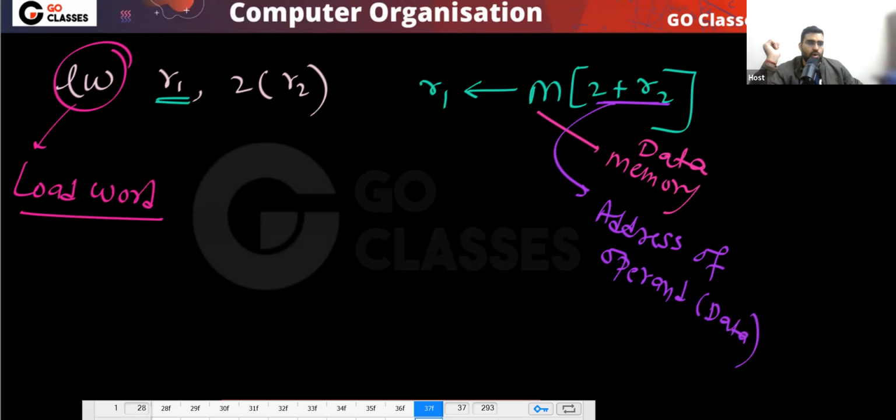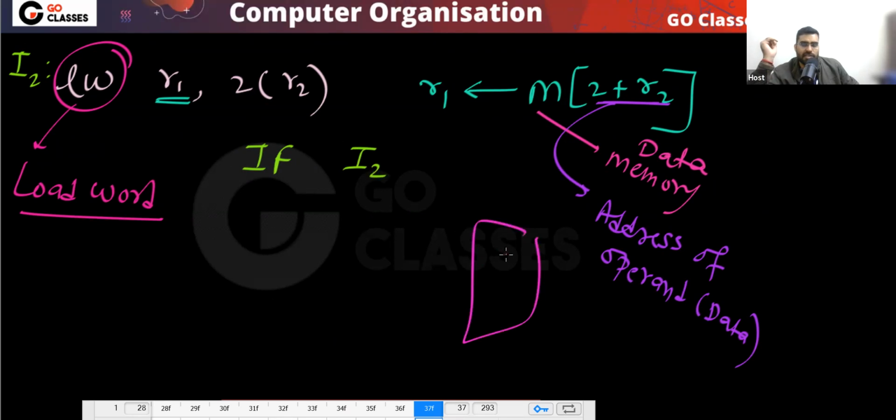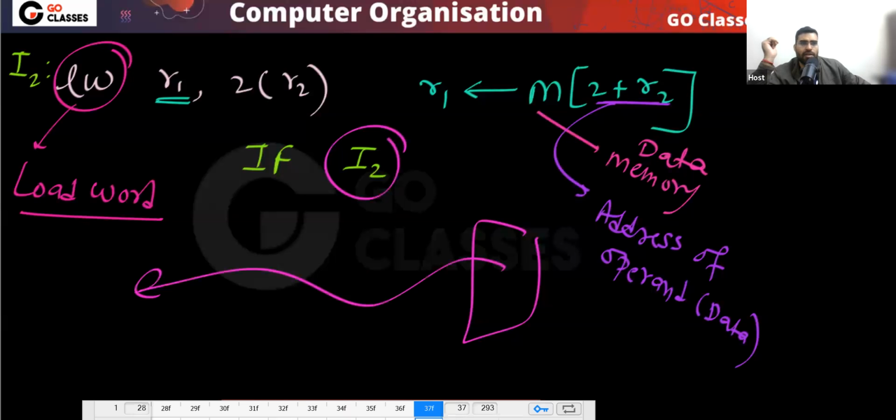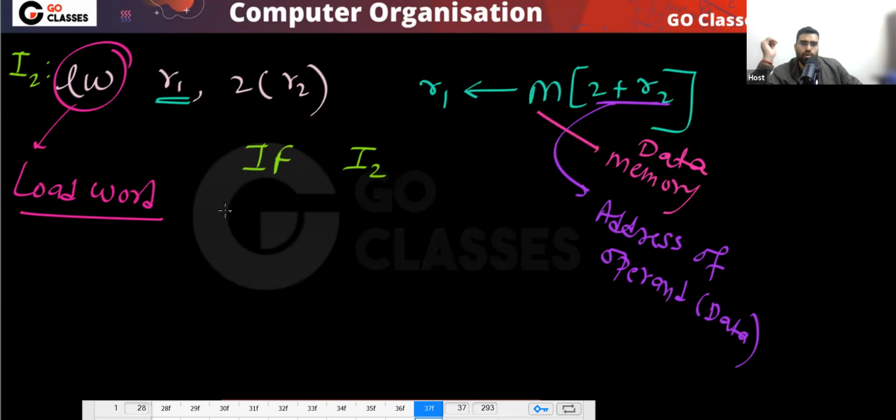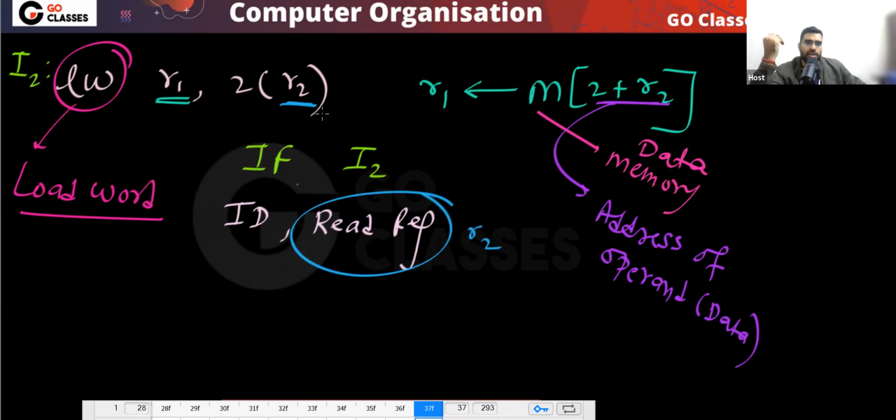So you can see, in this load instruction, what will happen? You will fetch this instruction. This I2 will come from the instruction memory into the CPU. Then you will decode it, because you want to find out whether this is a load, store, addition, or multiplication instruction. Then you will read the registers. You will read the source register R2, and this is the destination.